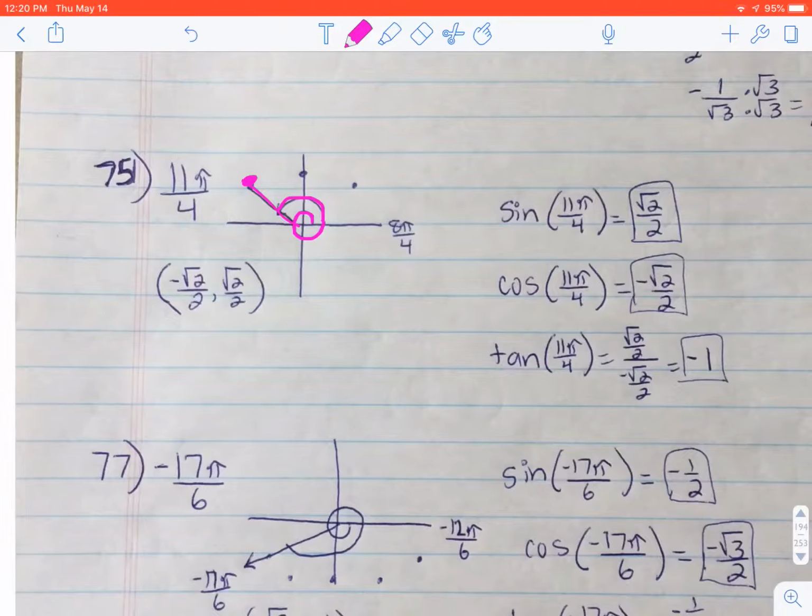So our family of 4, it's in quadrant 2. So your ordered pair is negative square root 2 over 2, comma positive square root 2 over 2. So your sine of 11 pi over 4 is positive square root 2 over 2. Your cosine of 11 pi over 4 is negative square root 2 over 2. Your tangent of 11 pi over 4 is sine over cosine, which reduces to negative 1.